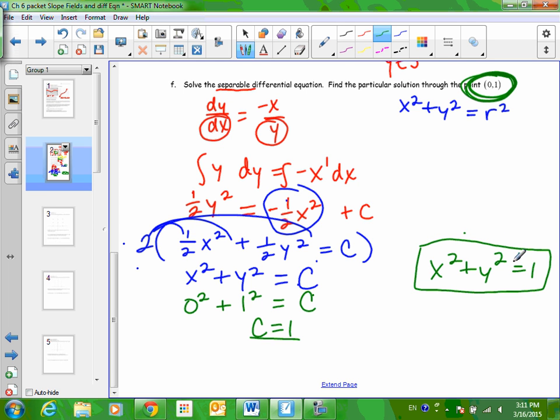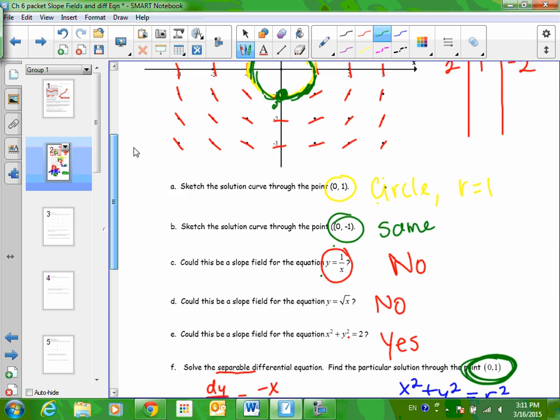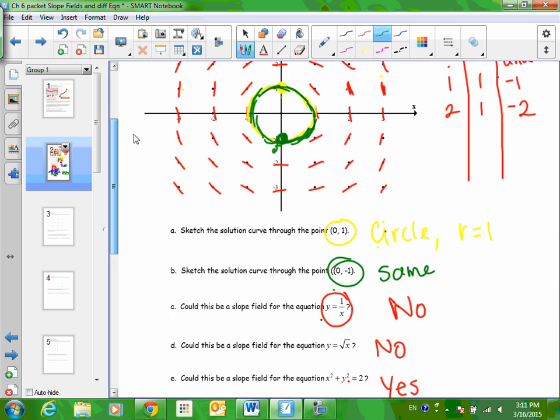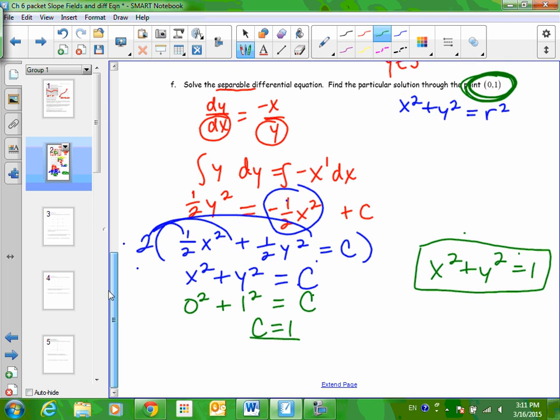Okay, does this equation fit the circle that we drew up here? Yeah, the radius was 1, right? Because it equals the radius squared. Now, we haven't graphed circles in here, okay? But, so this was kind of a review part. All right.